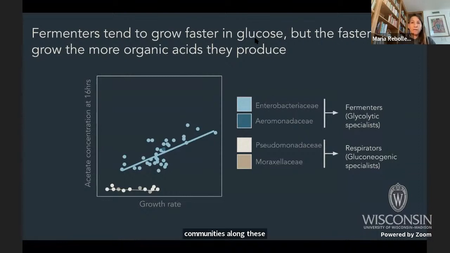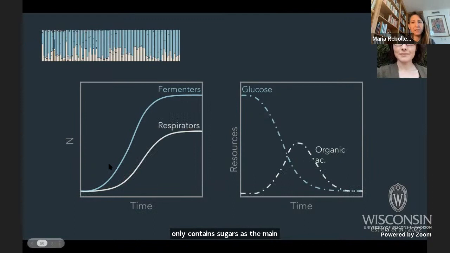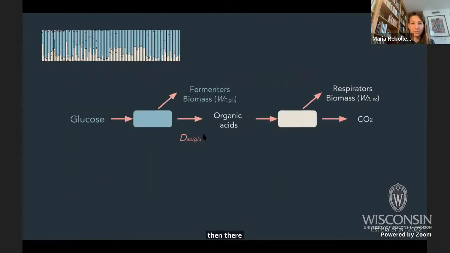So what's happening is that our fermenters or glycolytic specialists, when they grow, they produce organic acids as a result of the fermentation. And the faster they grow, the more fermentation they do, and the more organic acids they secrete. This is work that Sylvie Estrela led that I was part of. And what we saw there is that as time goes on, our fermenters are growing, consuming the glucose. This is in media that only contains sugars as the main carbon source. And then they secrete organic acids, and the respirators consume these organic acids. So that's what's shaping our communities.